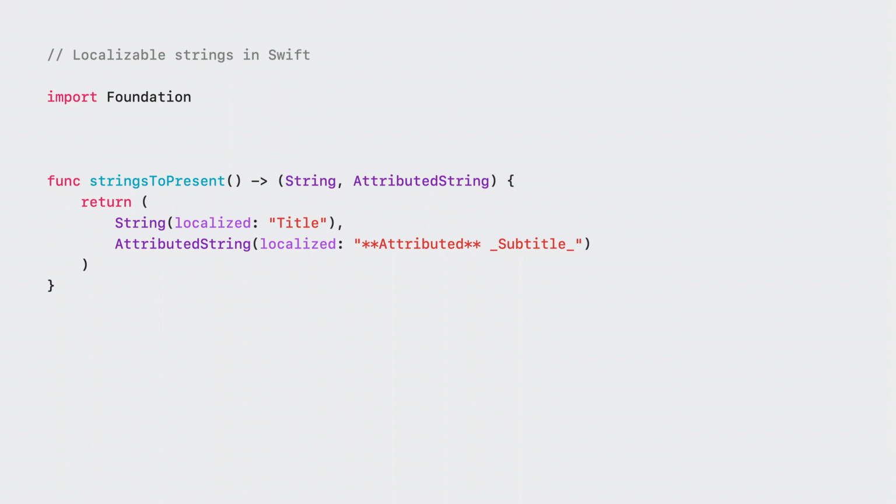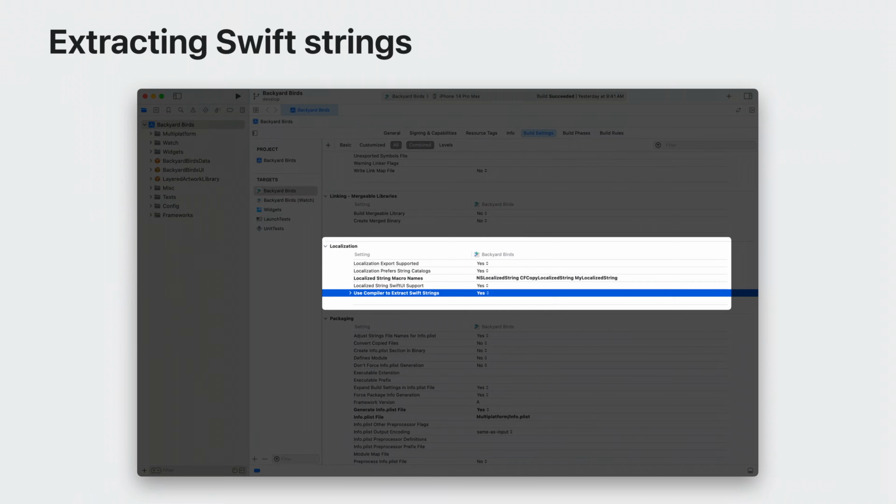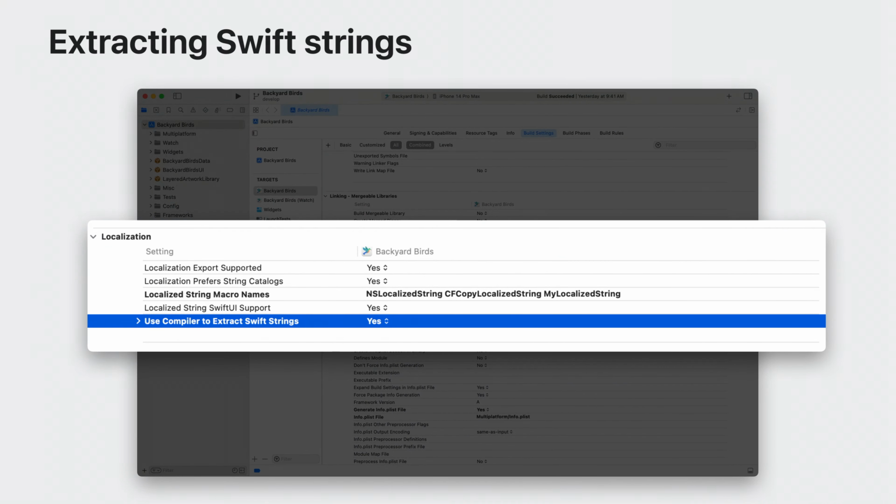Here I have some model code that includes strings that will be presented later. I'm using the localized initializers on String and AttributedString to specify strings I know will be displayed to the user at runtime. You can also use LocalizedStringResource directly anywhere you've imported Foundation. String catalogs make use of powerful technology in the Swift compiler in order to extract localizable Swift strings. For this reason, be sure to enable the build setting, Use Compiler to Extract Swift Strings.